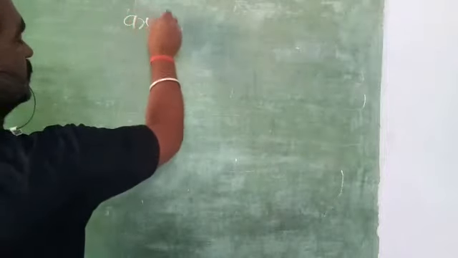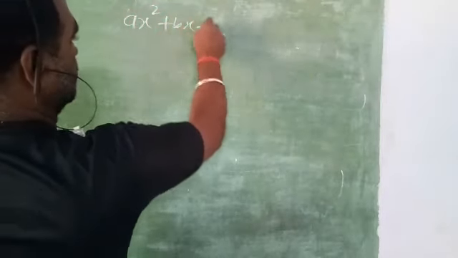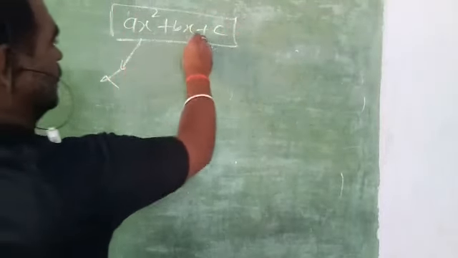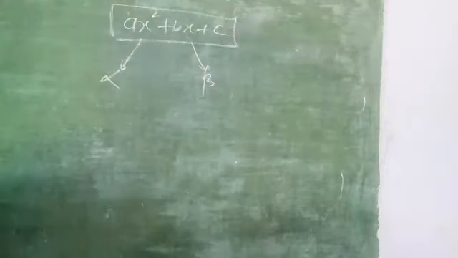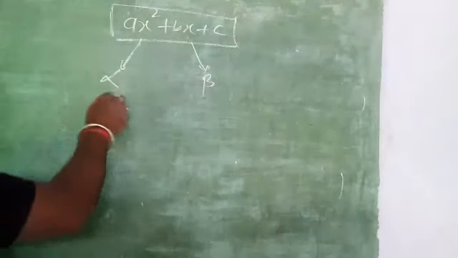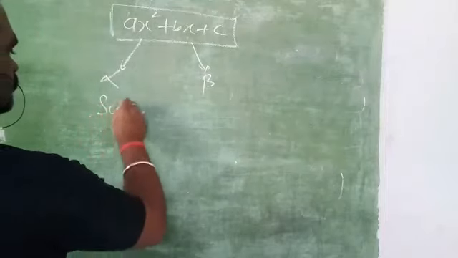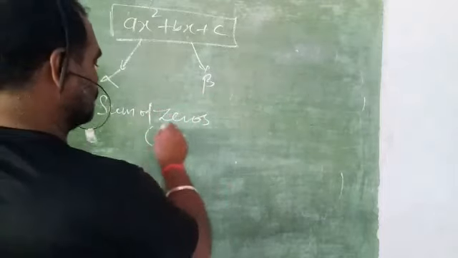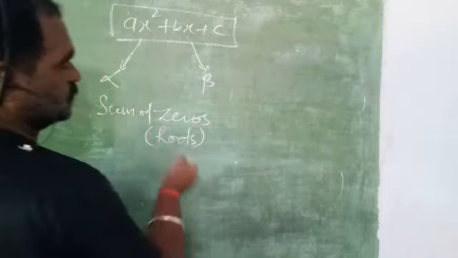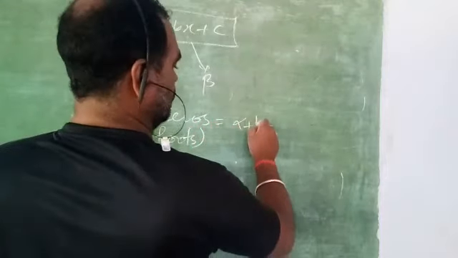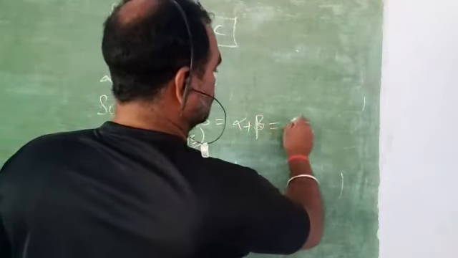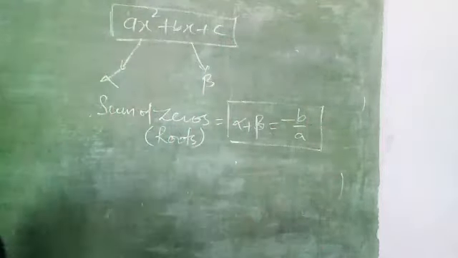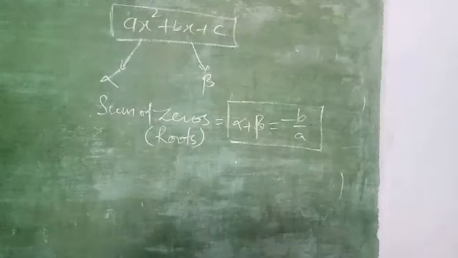see about the quadratic. General form is ax^2 + bx + c. Suppose alpha and beta are two zeros, then sum of zeros, they are also known as roots. Sum of zeros is alpha plus beta, it must be equal to minus b upon a. This is the first verification or relationship of the zeros of the polynomial.